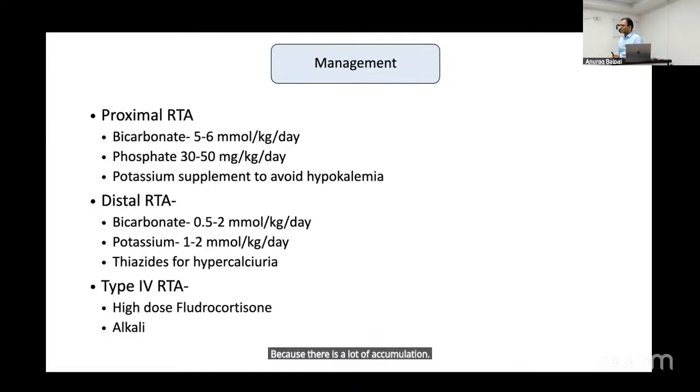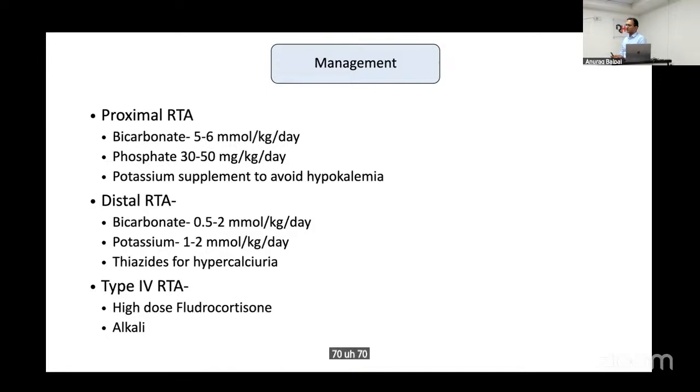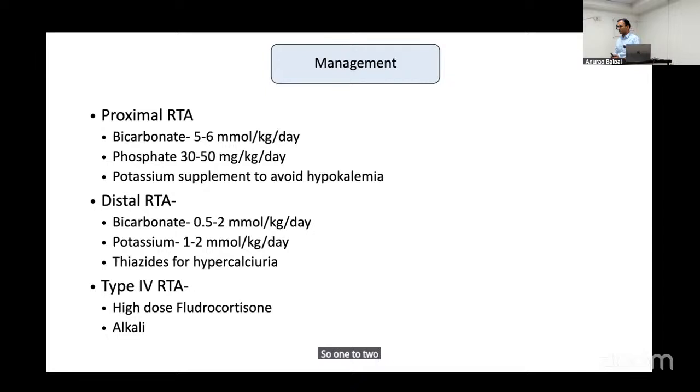What is the normal production of bicarbonate in the body? How much do we produce per kg? One millimole per kg, you can say 1 to 2 is the max production. So if you are just able to replace that much bicarbonate, you should be fine. But suppose somebody has been accumulating protons over a long time, so initially you need to give more dose.